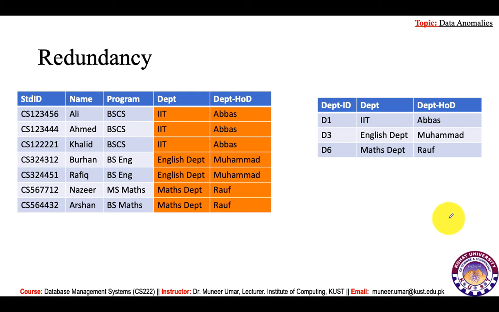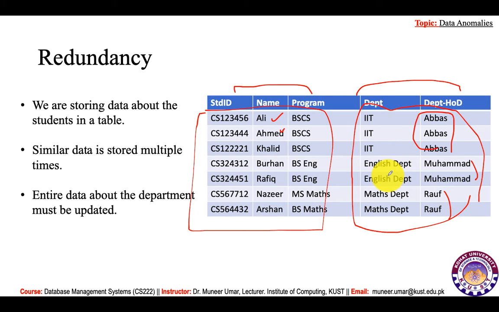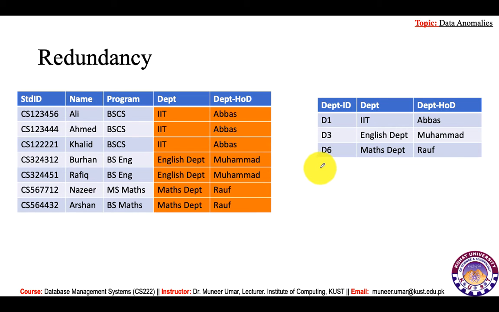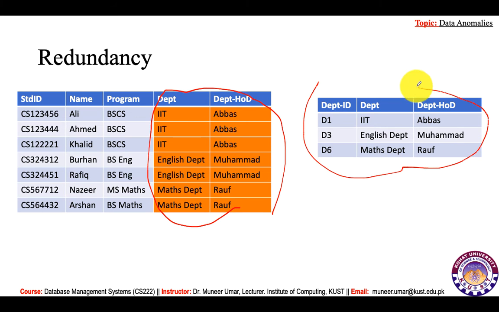eliminate this redundancy from this table by decomposing this table into two separate tables. Here we actually deleted these two columns from the student table and created a new column for department. Now this department ID can be used here in this table so that we may connect these two tables. And in this way, these values will not be repeated, and also these will be connected with this student table.